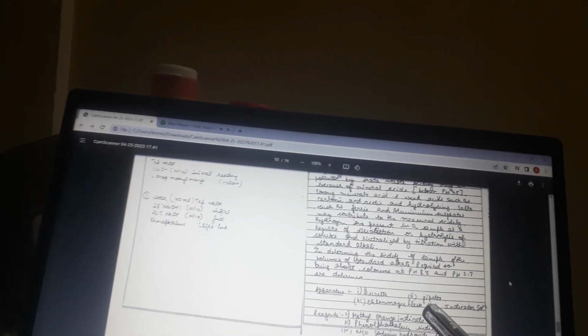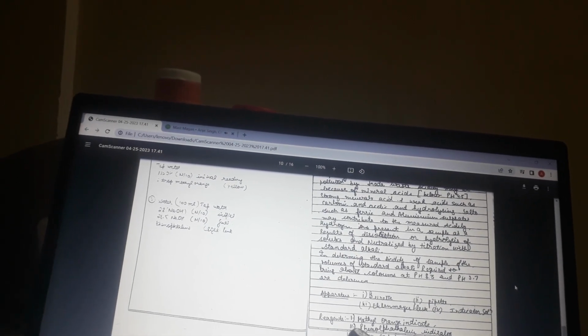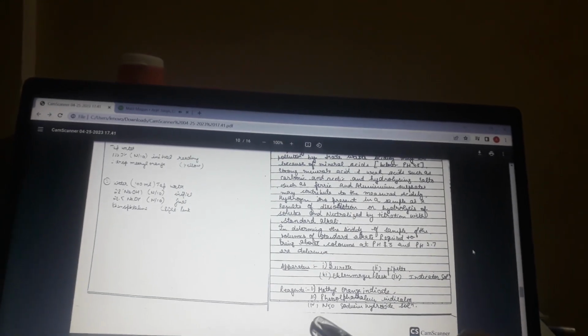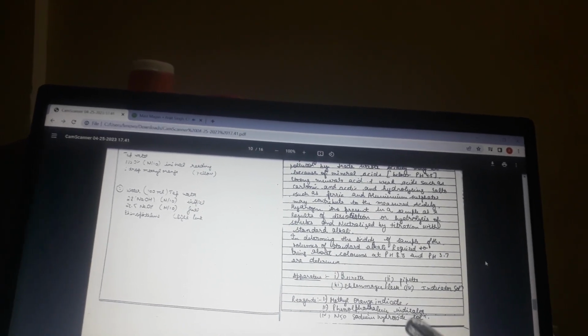electrometer, flask. Fourth, indicator solution. Reagents: methyl orange indicator, phenolphthalein indicator, N by 50 sodium hydroxide solution.